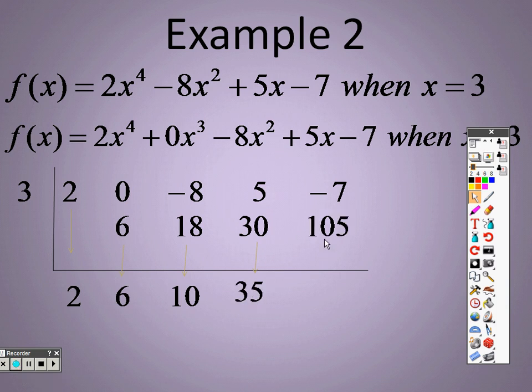35 times 3 is 105. I add those together to get 98. So what we're saying here is, since that's your last number, 98 is your answer. What that means is when you plug in 3 into this problem, you get 98 out as your answer.